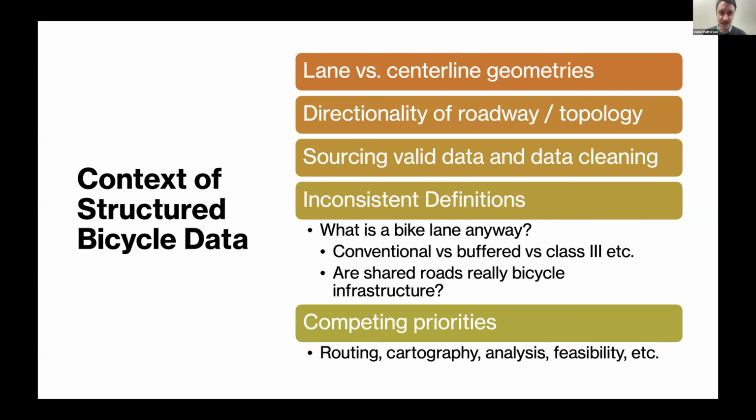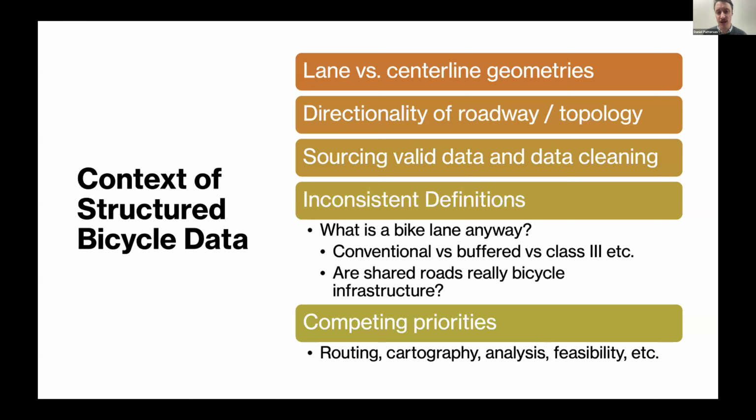So the context of bicycle data is where it gets messy. We have things like lane versus centerline geometries: how are we actually representing the nature of the facility within the data we're working with? There's the directionality of the roadway itself and sourcing valid data. You get inconsistent definitions, like what is a bike lane anyway? Is it conventional, buffered, class 3? You can ask similar questions, like are shared roads really bicycle infrastructure? There are different ways of thinking about the context of structured bicycle data.